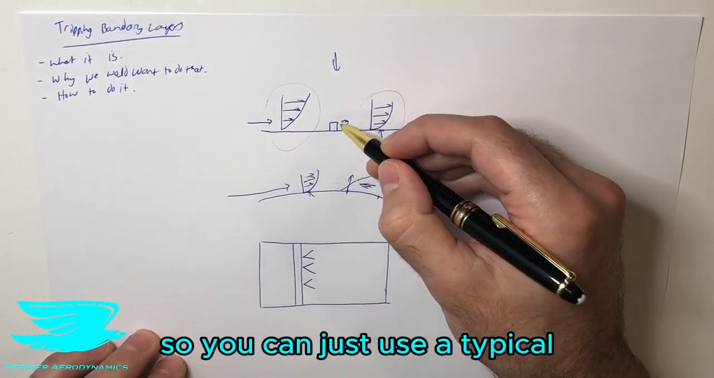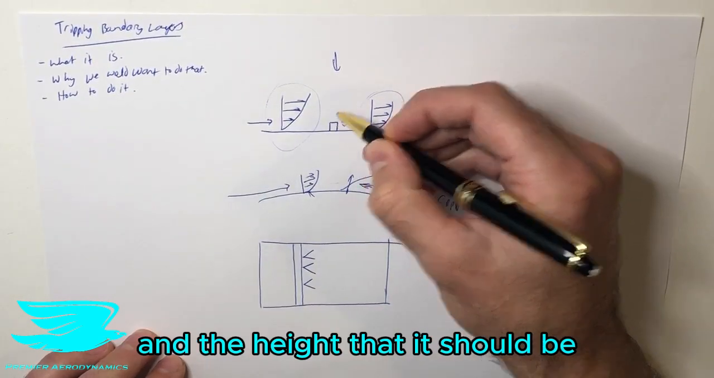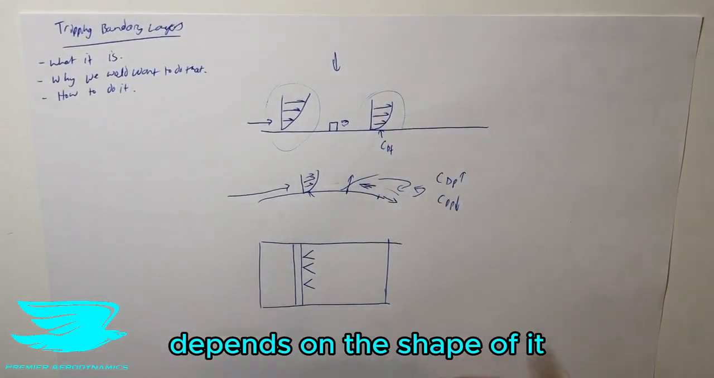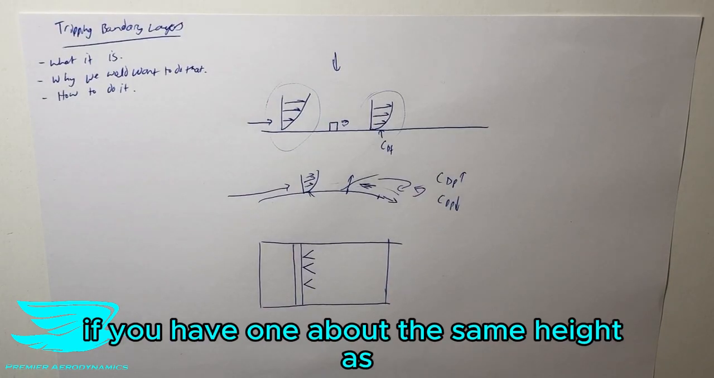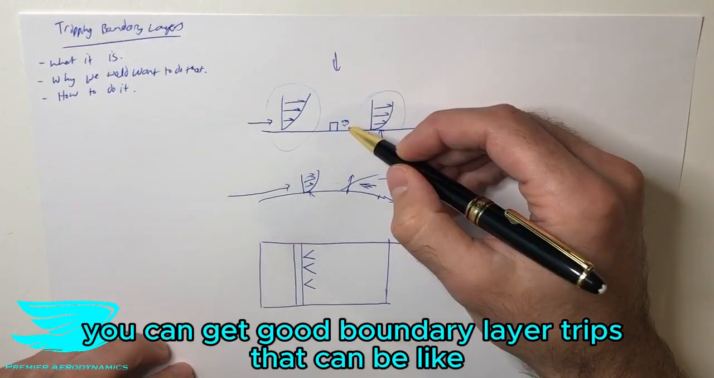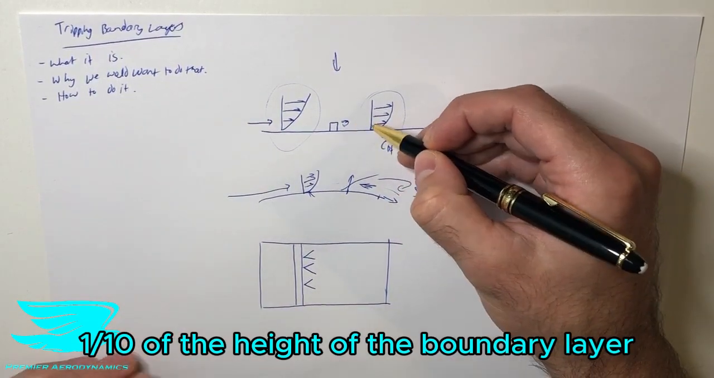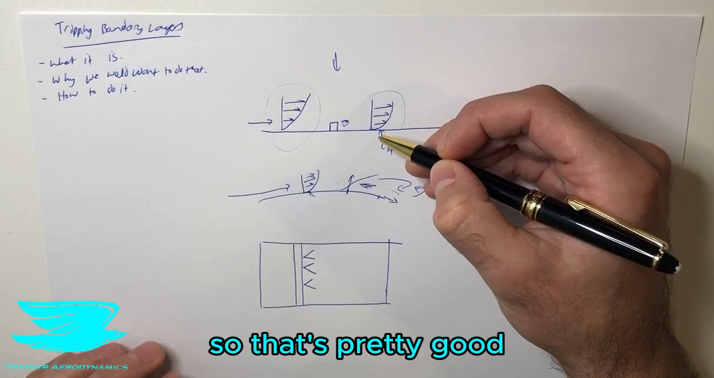So you can just use a typical rectangular cross-sectional trip here, and the height that it should be depends on the shape of it. But generally speaking, if you have one about the same height as the boundary layer, that's more than enough to trip it. You can get good boundary layer trips that can be like 1/10 the height of the boundary layer and still trip the boundary layer, so that's pretty good.